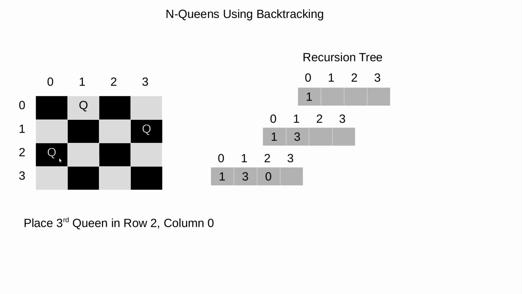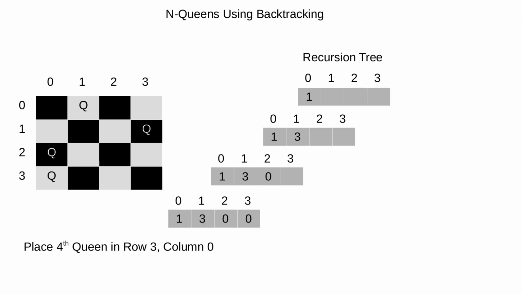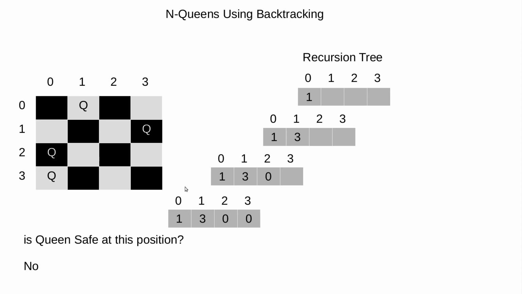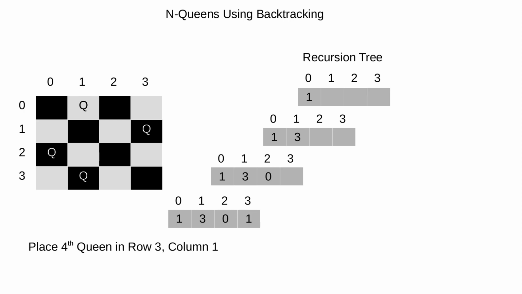Is the queen safe at this position? It's not in the same column as queen 1 or queen 2. It's not in the same diagonal as queen 1 or queen 2. So this is a safe position. Now we'll place queen 4 in row 3, column 0. So we are again moving to a new level. Is the queen safe at this position? No. So we'll check the next column.